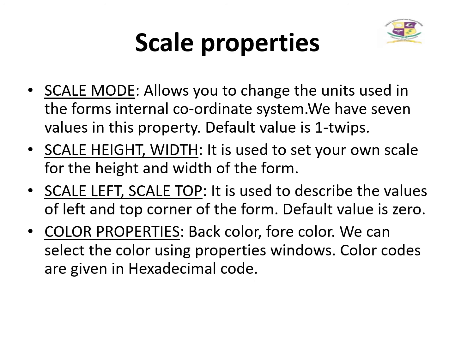The next is scale height and width. You can change the height and width of the form. Scale left, scale top. It describes the values from the left and top corner of the form. The default value is 0. The next is the color properties. By using this property, you can set the background and the foreground color of the font. Background is the color on which the font is displayed, and the foreground is the color of the font.